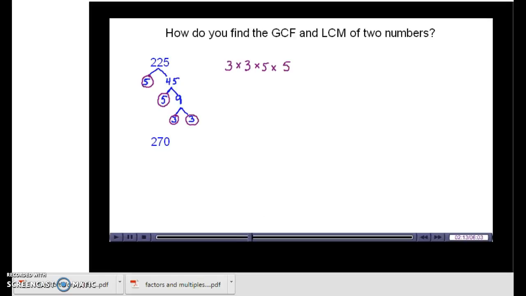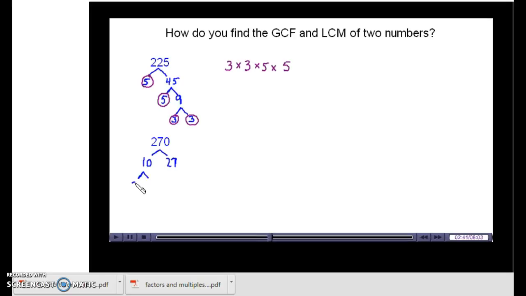Now we'll do the same thing for the number 270. 270 ends in a 0, so I know it's a multiple of 10. So 10 is going to be a factor. Now I have to think of a number I can multiply by 10 to make 270. Well, that would be 27. Now neither of these numbers are prime, so I have to break both numbers down further.